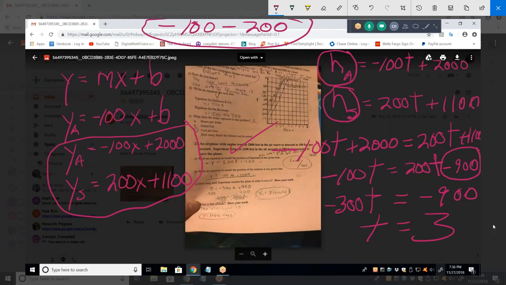Okay. Now let me look at what else they ask. I think that's it. No, they ask one last thing. What is that altitude? So how do I figure out what the altitude, which means height, is? Well, you plug in 3 for t. Okay, good. So that gives you minus 300 plus 2,000. What's the altitude?